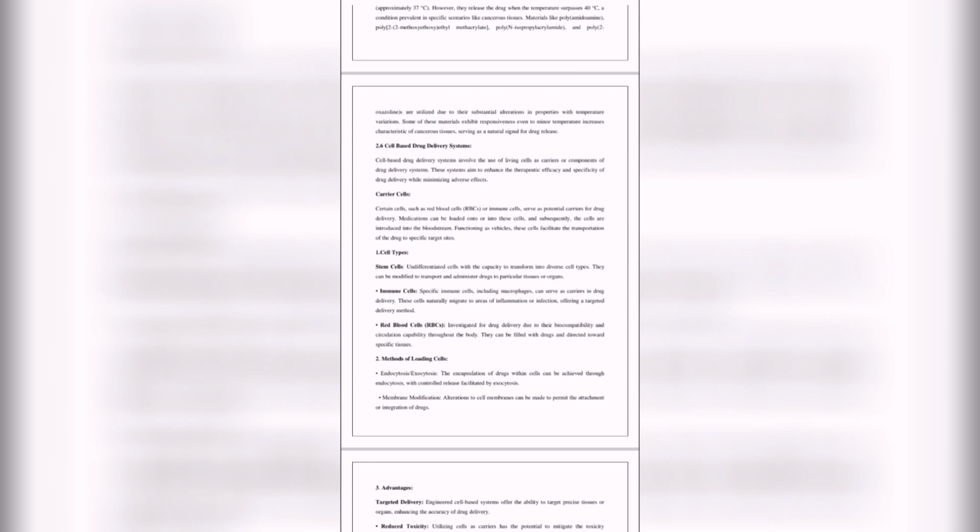Cell-based drug delivery system involves the use of living cells as carriers or components of drug delivery system. This system aims to enhance the therapeutic efficacy and specificity of drug delivery while minimizing side effects. In short, the purpose of all advanced drug delivery systems is this: to enhance the therapeutic efficacy and the specificity of drug delivery while minimizing side effects.